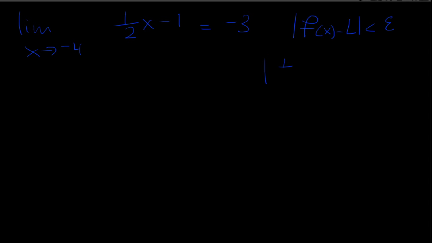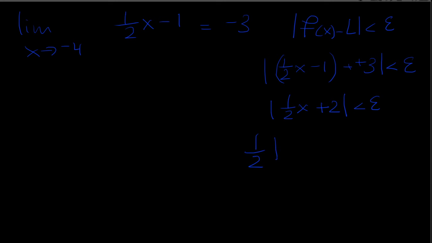So the function is 1/2 x minus 1. My limit, we said, is -3, and that's going to be less than epsilon. Now we have two negatives, that's going to be positive. So we'll have the absolute value of 1/2 x plus 2 less than epsilon. I can pull out a 1/2 outside the absolute value, and I'll have |x + 4| less than epsilon. And multiplying the 2 to the other side, we'll have |x + 4| less than 2 epsilon.